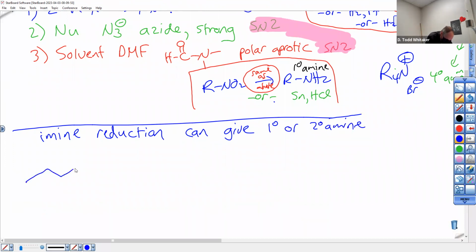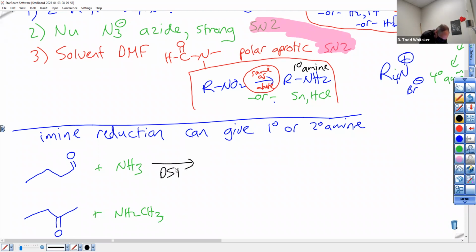First of all, we should remember how to make an imine. If I do NH3 or NH2CH3, and I throw a little DST at it, just to make sure. What kind of reaction does DST help with? Condensation, and yes, you're getting rid of the O and two H's. Two of the H's are gone from nitrogen, the O is gone from the carbonyl, and you have an imine.